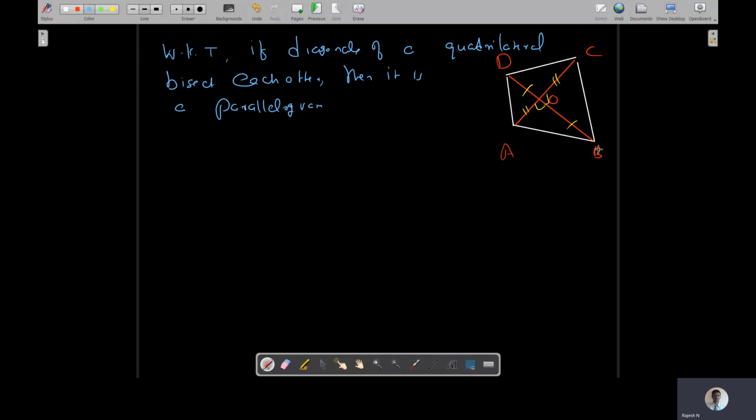Now ABCD is a parallelogram. Now to show that it is a rhombus, you have to show that these two sides should be equal. So what you have to do? Take triangle AOB and COD. So in triangle AOB and COD, what you can say?